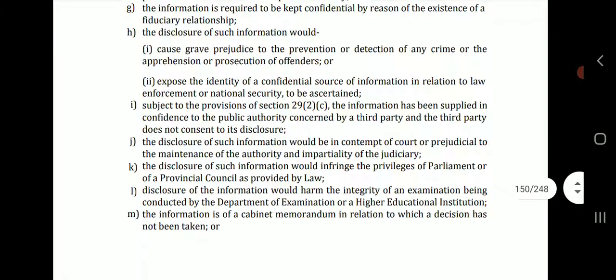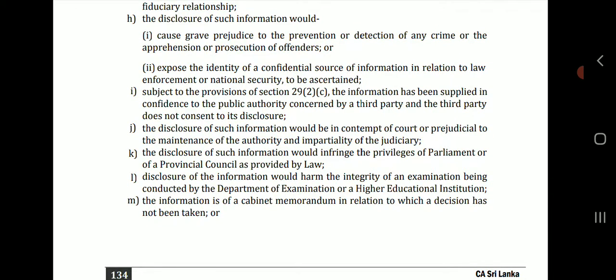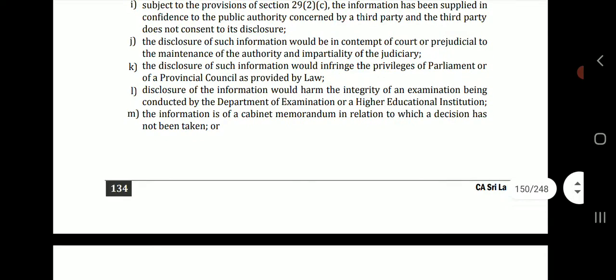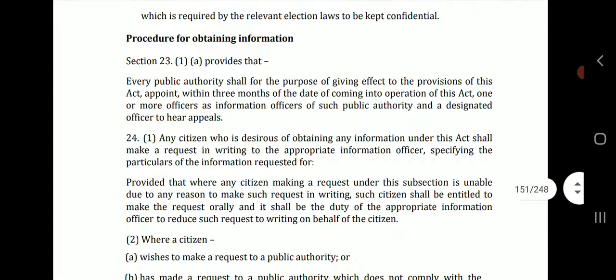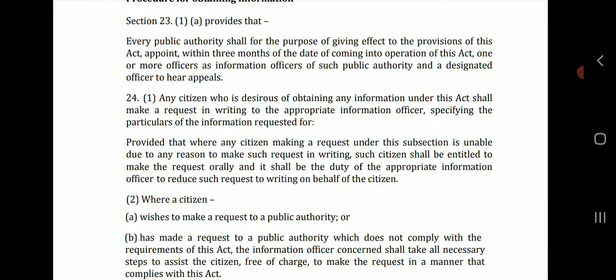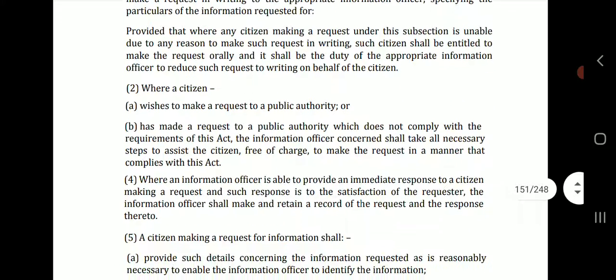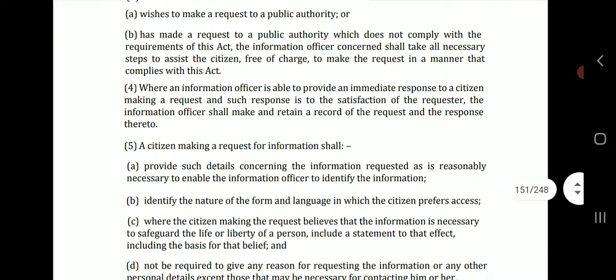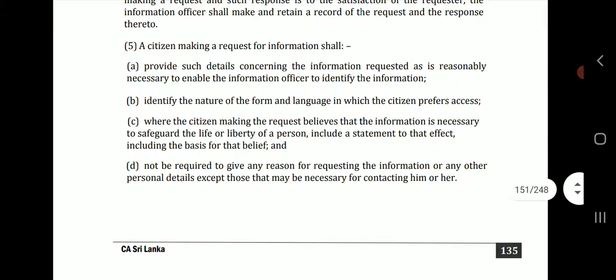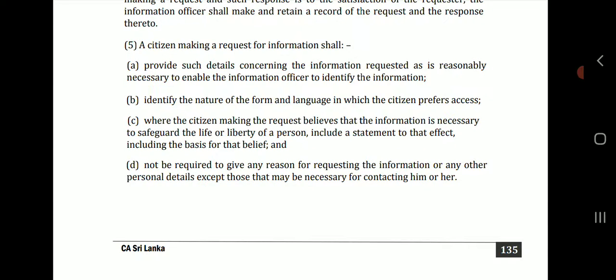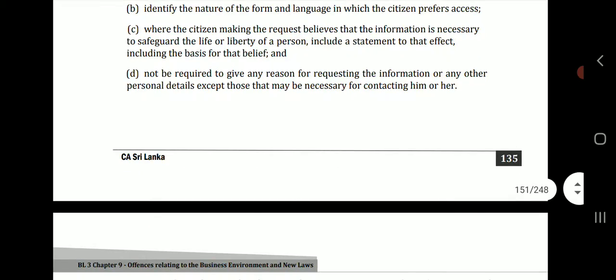So it keeps going. This is a highly controversial, very large act that was published by the previous government. So it's very important, and it's a very nice thing that they have done. Now, obtaining information: any citizen who desires to obtain information under this act shall make a request in writing to the appropriate information officer, specifying the particulars of the information requested. So they have to submit a written letter and make some stamp payments, and the citizen can access any type of information.